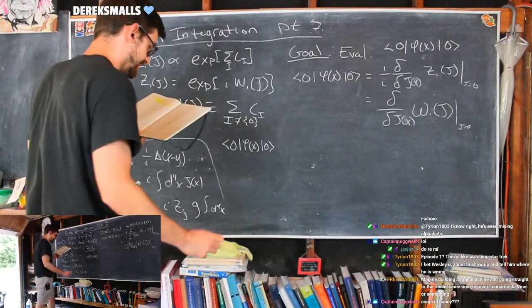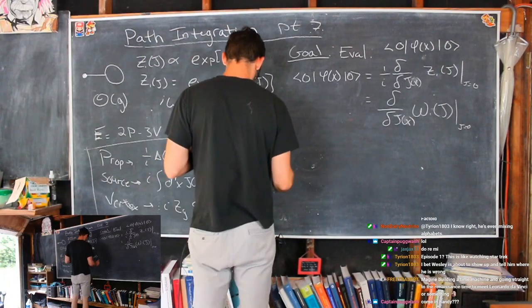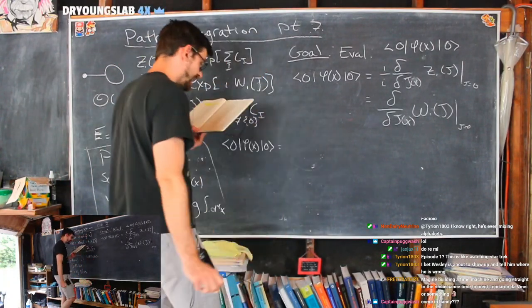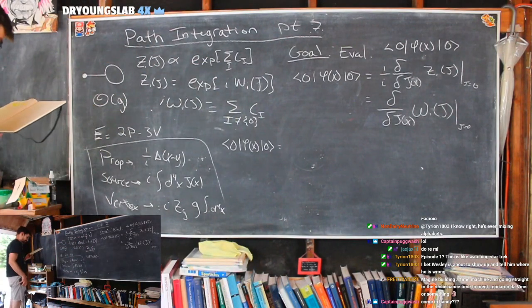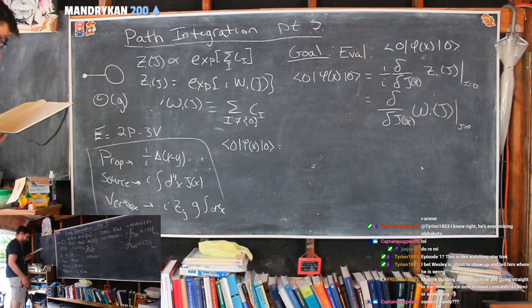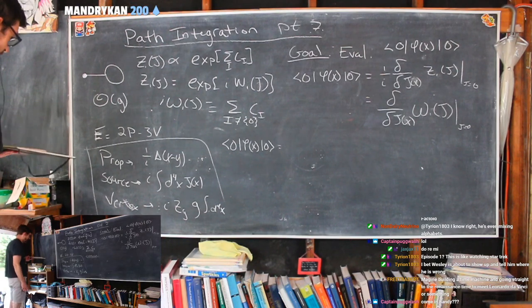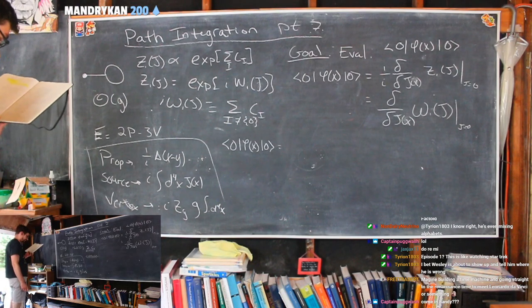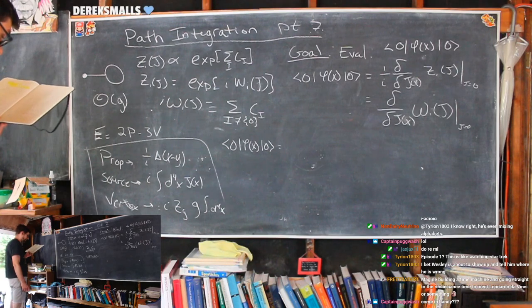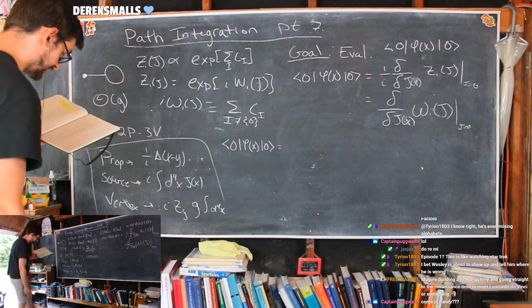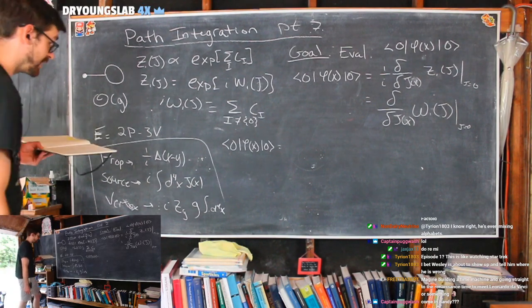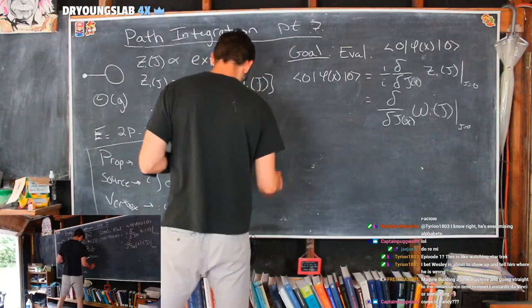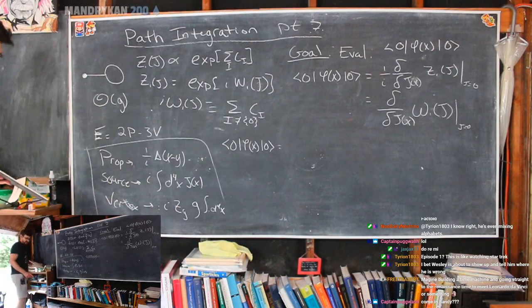Then we can rewrite this as the following. Well, how many propagators are there? There's going to be 2 propagators, right? And 1 vertex. I think that's it, right? And 1 source. So we write down 1 source, 2 propagators.